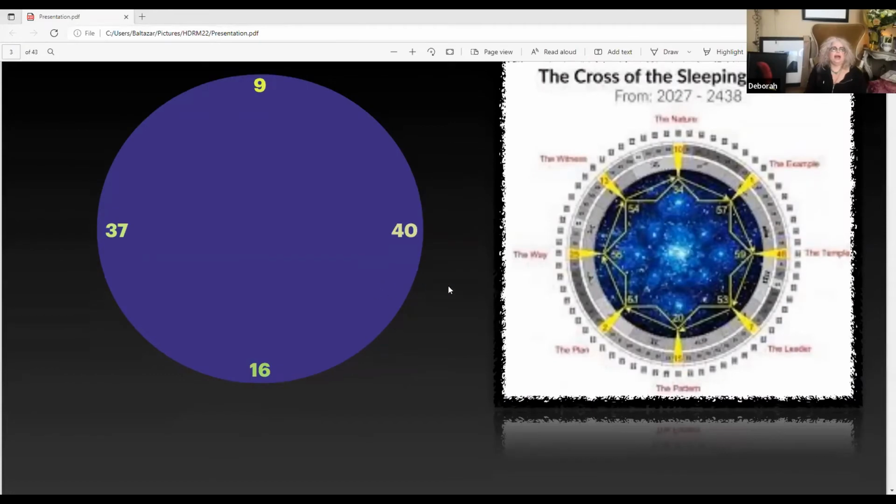Okay, so here we have it. On the right, we have the cross of the sleeping phoenix. You may or may not have seen this graphic before. It's a complicated graphic. Its keynotes are enormous. They're keynotes for everything in human design.